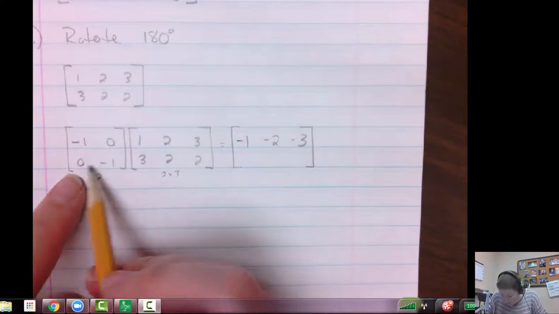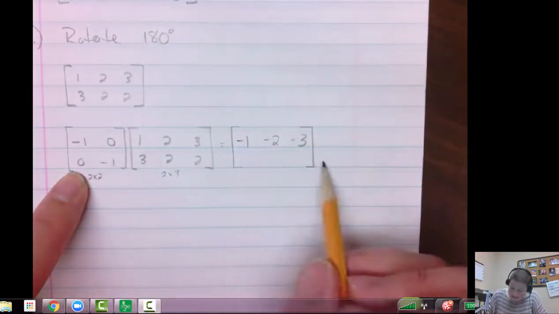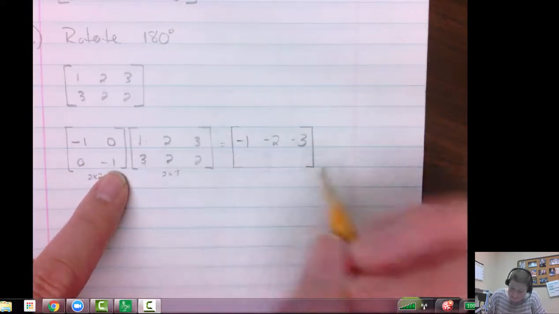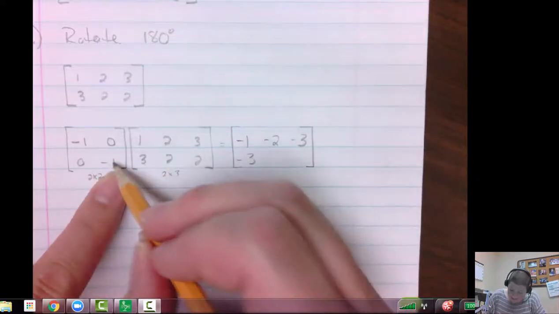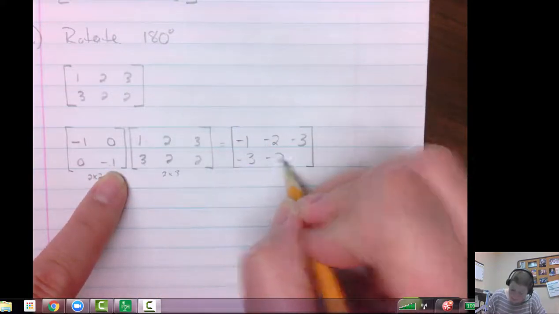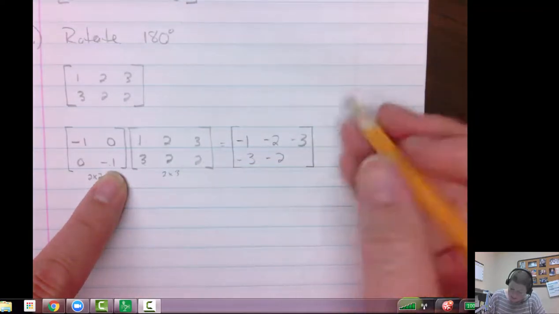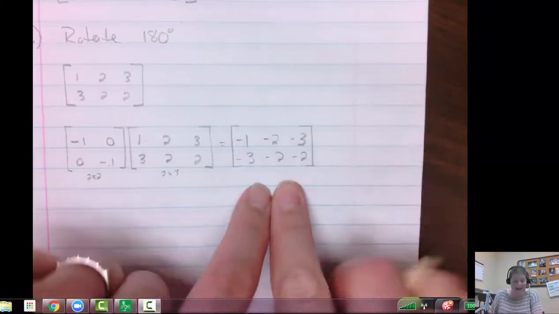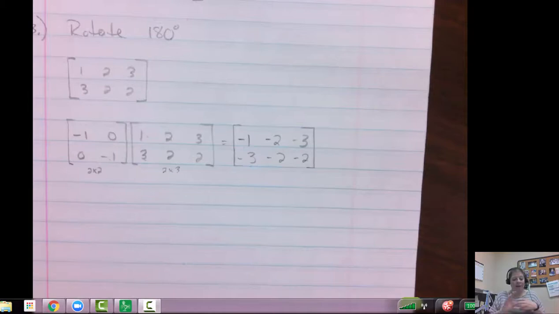Now I move to my bottom row and then multiply it by each column and then add. So 0 times anything is 0, so -1 times 3 is -3. Next, 0 times anything is 0. -1 times 2 is -2. 0 times anything is 0. -1 times 2 is -2. And this is now our points, A, B, C, of our triangle, rotated 180 degrees.